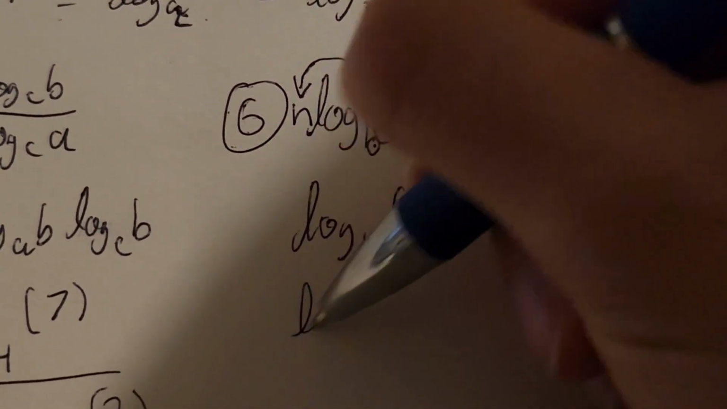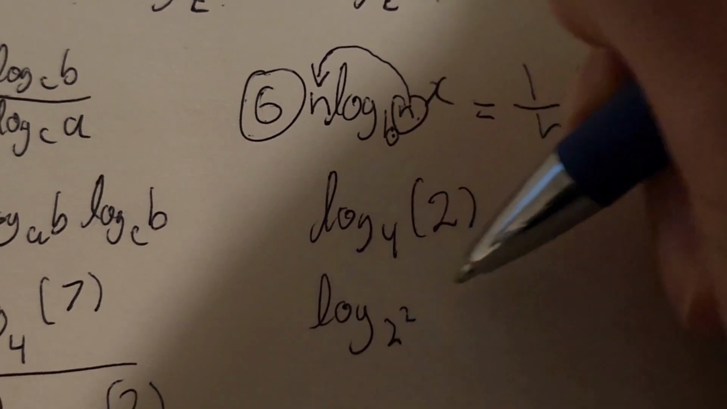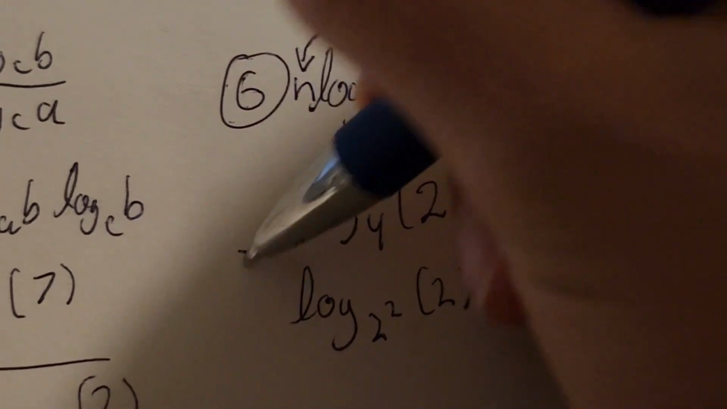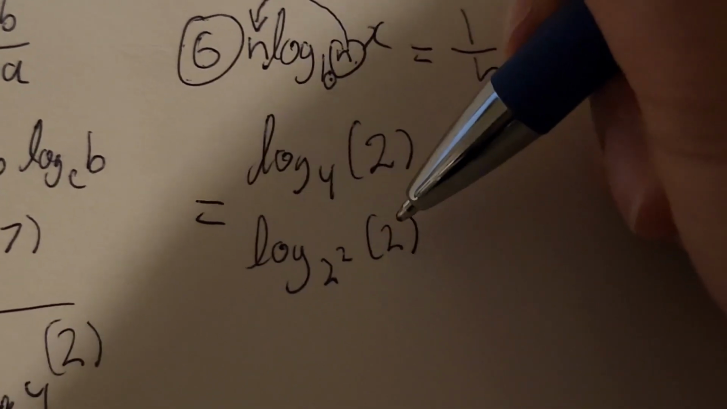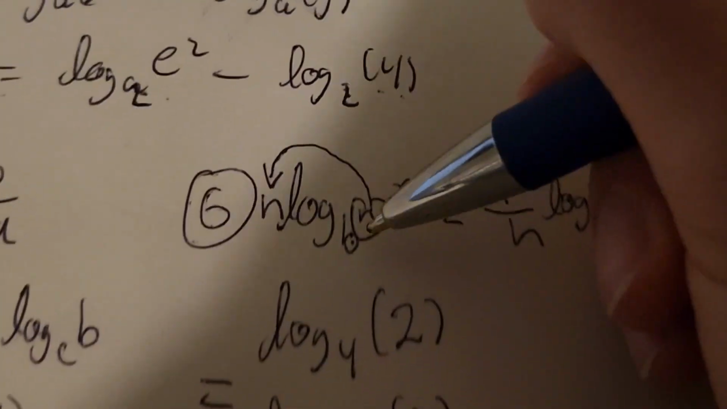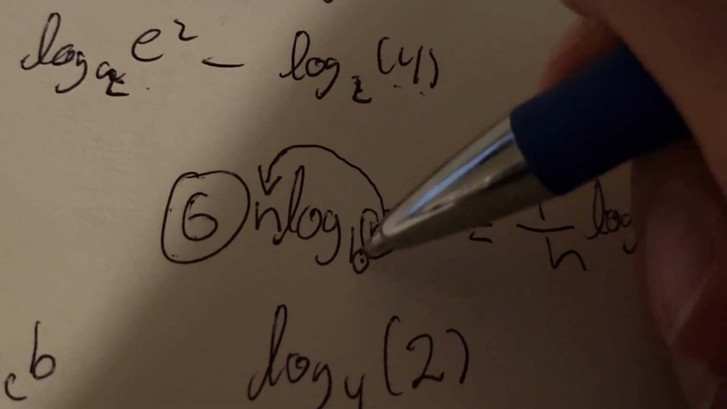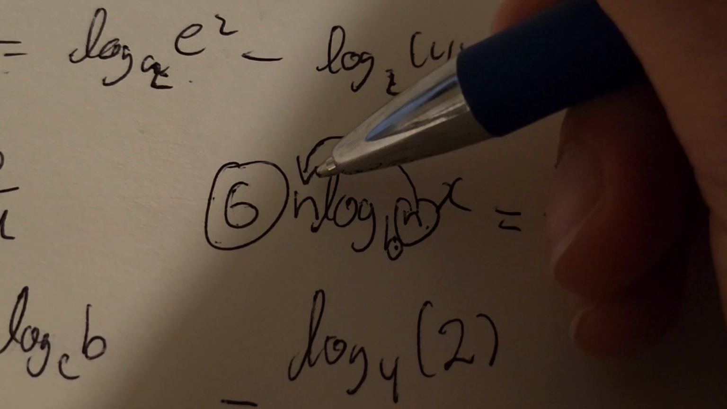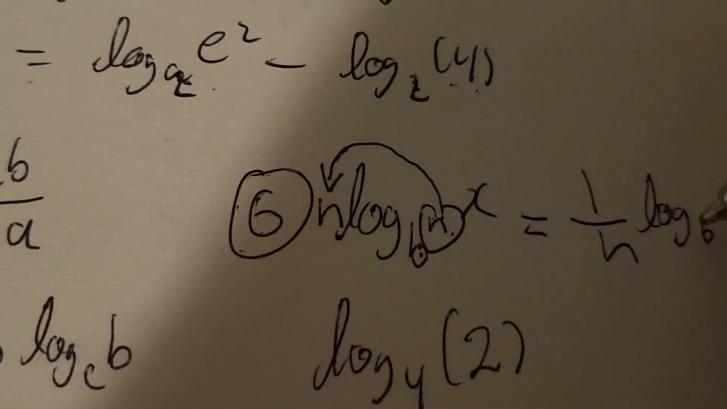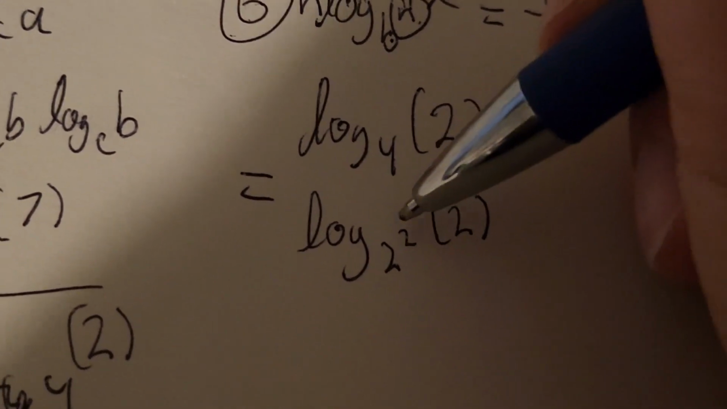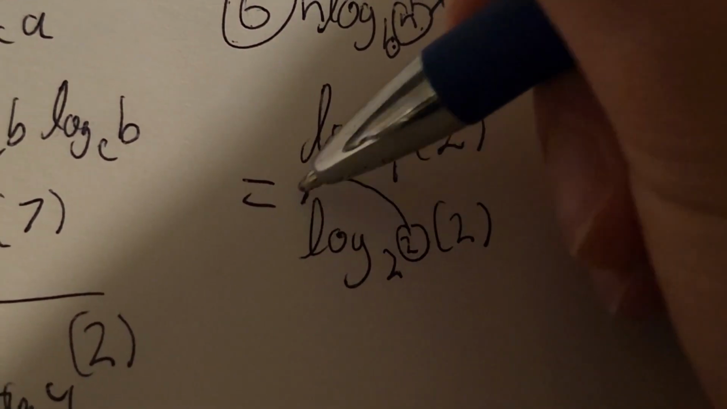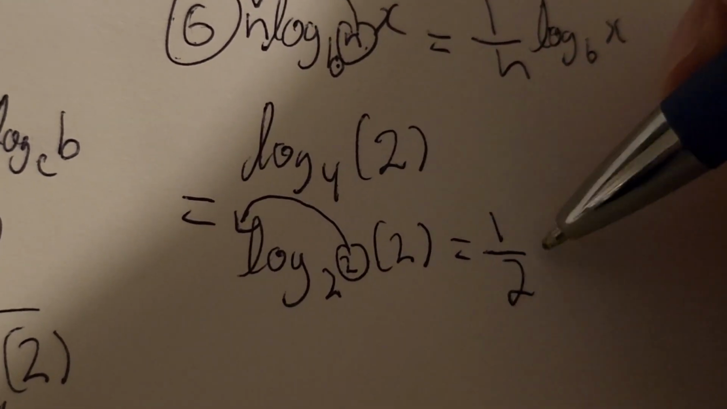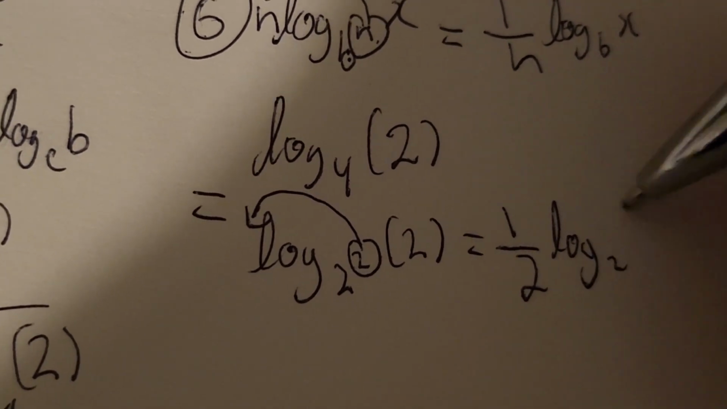I can rewrite this as log base 2 to the power of 2, because 2 to the power of 2 is also equal to 4. So these are the same, and it's an equality. Now since we have this rule, where if the base is put to the power of a number n, we can bring it out and write it as a reciprocal multiplied by the entire thing. Here we have 2, which is our n. We bring it out, and then we make it a reciprocal. So now it's 1 over 2 times log base 2 of 2.